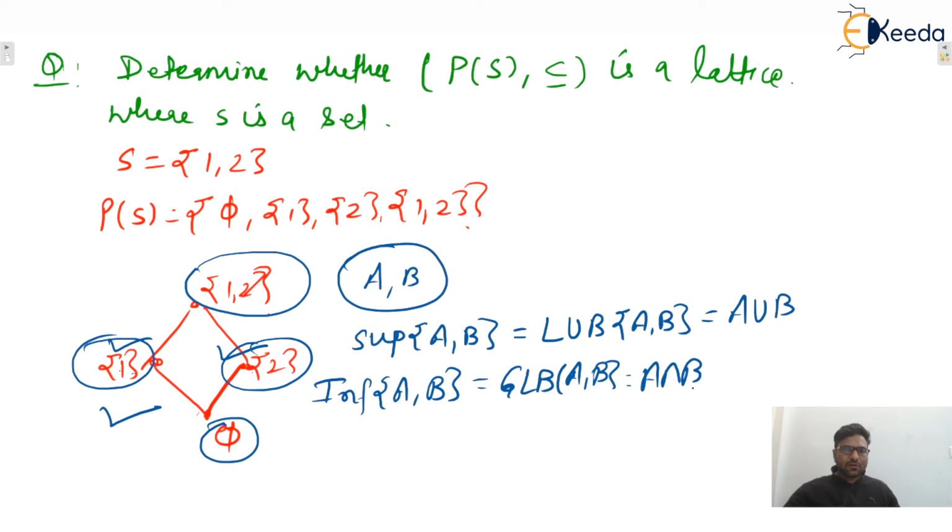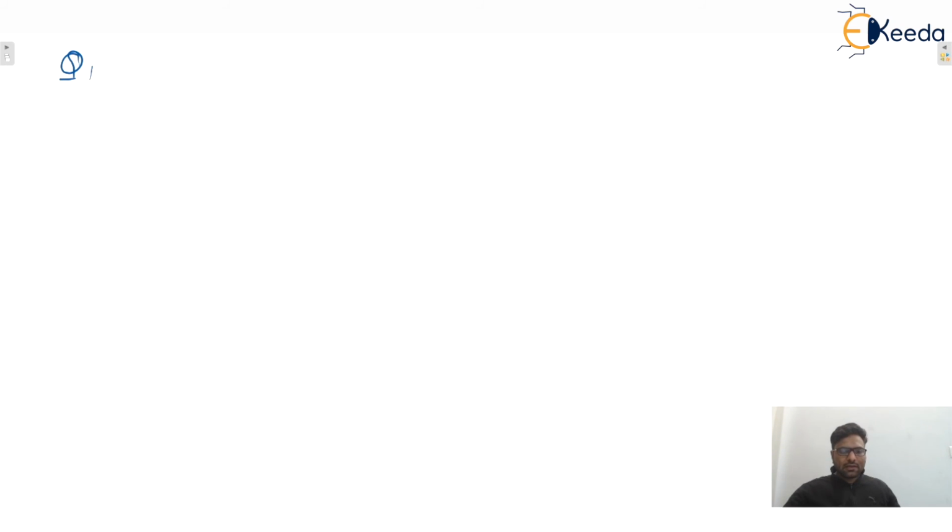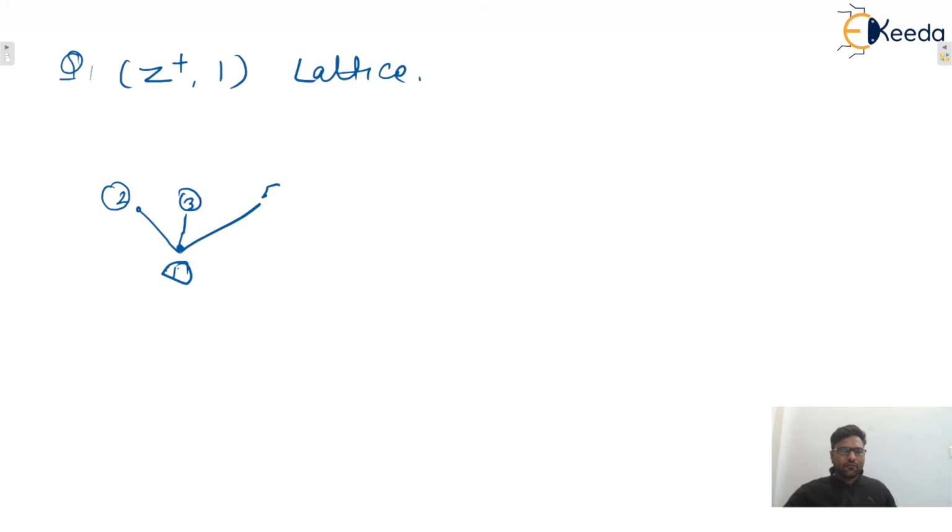Next example you can take. Let us consider Z plus, the set of positive integers, on division. This is also a lattice. Why? Because here you can check, Z positive on divisor, so 1 will divide 2, 1 will divide 3, then 1 will divide 5, yes or no, and so on. In this case there are infinite levels, because Z plus is infinite.